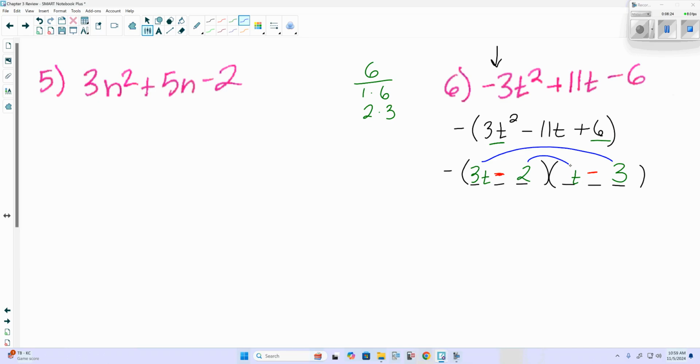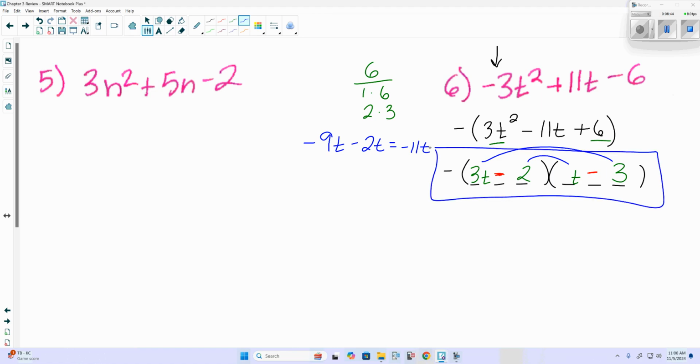Because when we check, we multiply the outer two terms, our 3t times negative 3, which gives us negative 9t. Then we'll do negative 2 times t, our middle terms, and negative 9t minus 2t, negative 9 minus 2, negative 11t. This is the correct middle term.